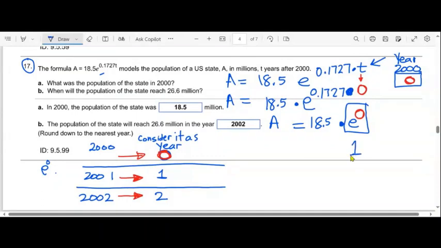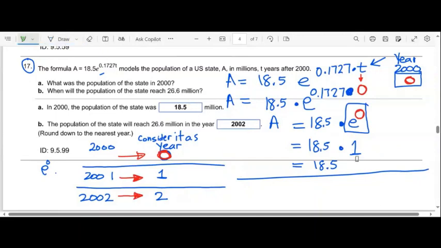0, it will give us 1. Exactly. 1 times 18.5, how much? 18.5. Exactly. So we are done with the first part, which is part A. The answer is correct, as you can see. Okay. Now let's go for part 2.